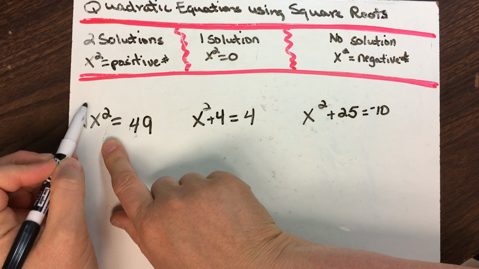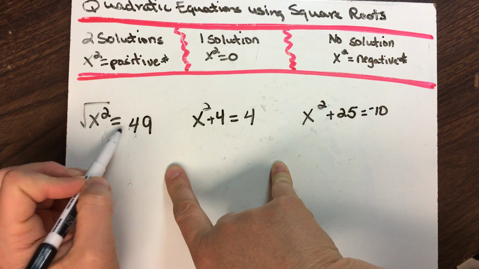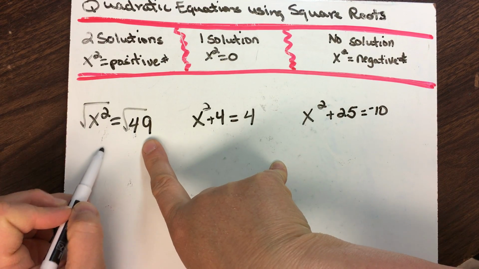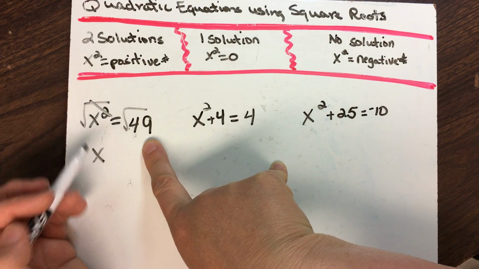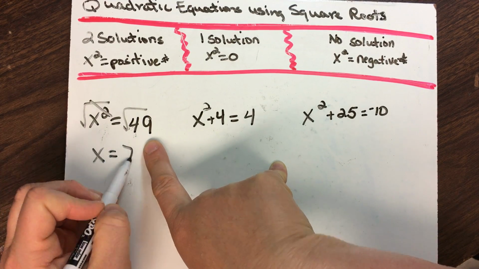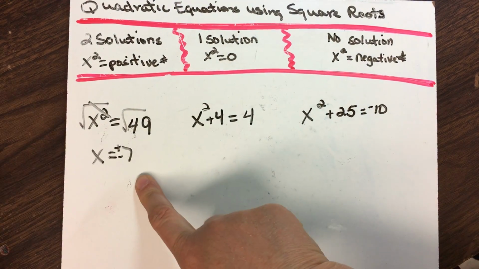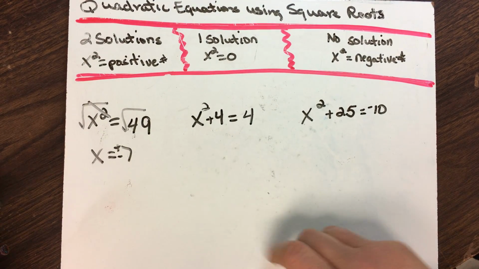So to get rid of that, I do the opposite. And the opposite of squaring is square root. Square root, those cross each other out, and the square root of 49 is 7. Now I have two solutions. I have a positive or negative 7 that could fit this scenario.